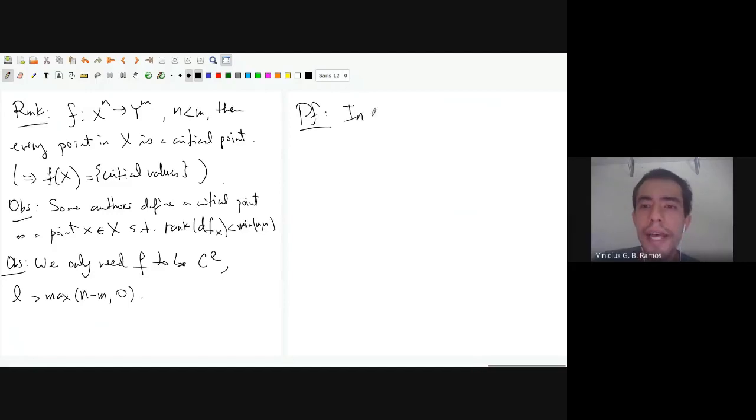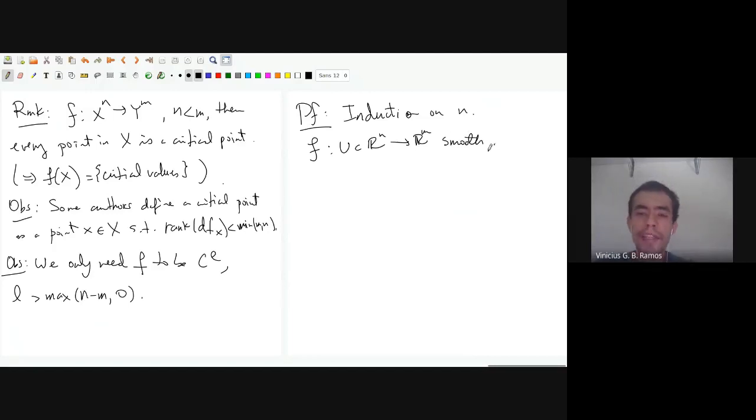So the proof will be by induction on n. And of course, we can look at the local case. So we just have a function from R^n to R^m, or from an open set. I'm assuming this is smooth, and I'm going to prove that the image of the critical point set is of measure 0. So the claim is that f of crit of f has measure 0. Okay, so the proof has 3 steps.